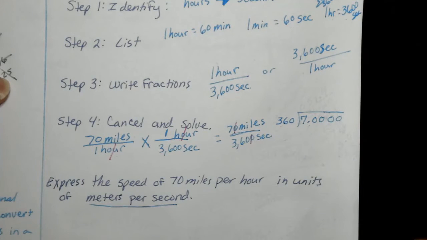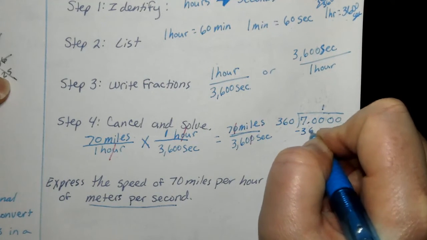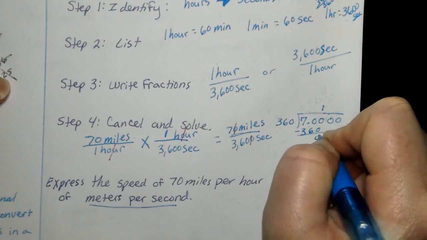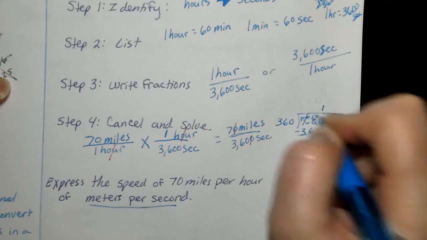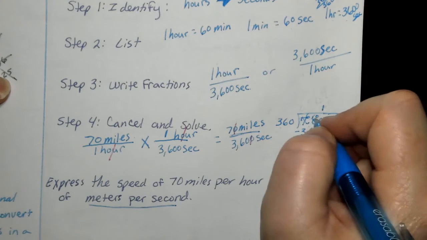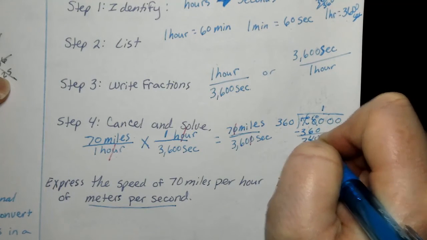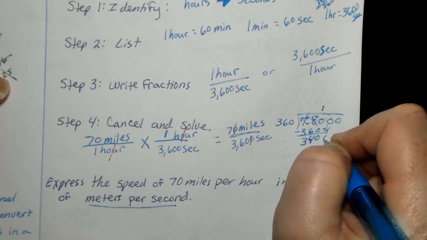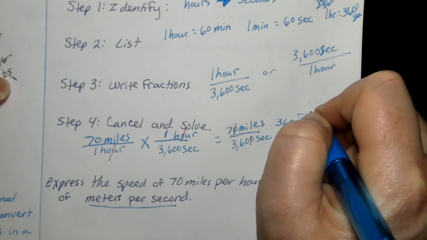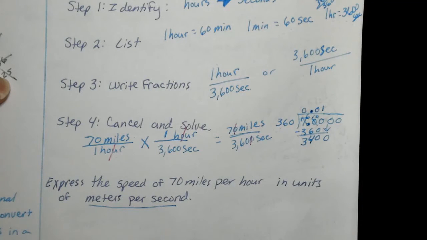360 goes into 7 one time. 1 times 360 is 360. 0 minus 0 is 0. This 0 becomes a 10. 7 becomes a 6. 10 minus 6 is 4. 6 minus 3 is 3. Okay, 340. I'm going to bring down my 0. Oh, I should keep my decimal place right there, and my zeros. Sorry, guys.